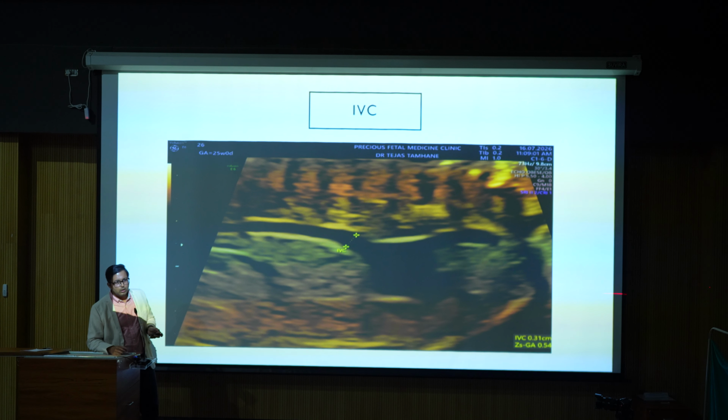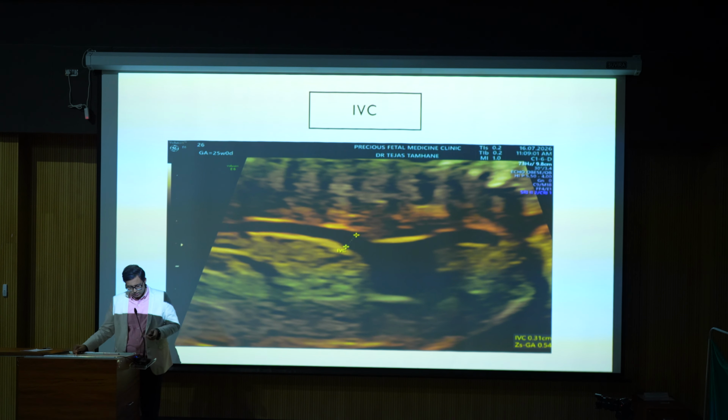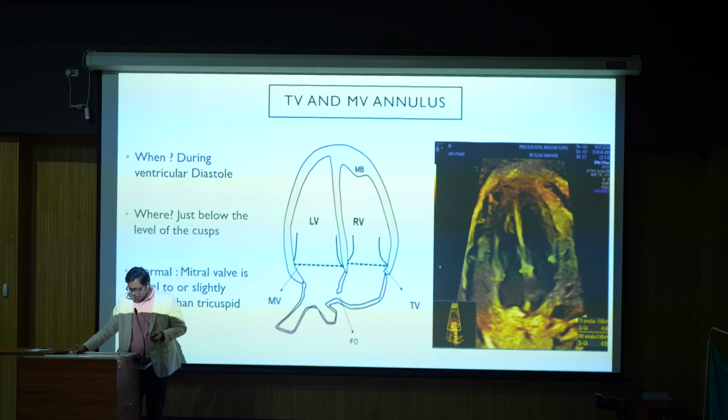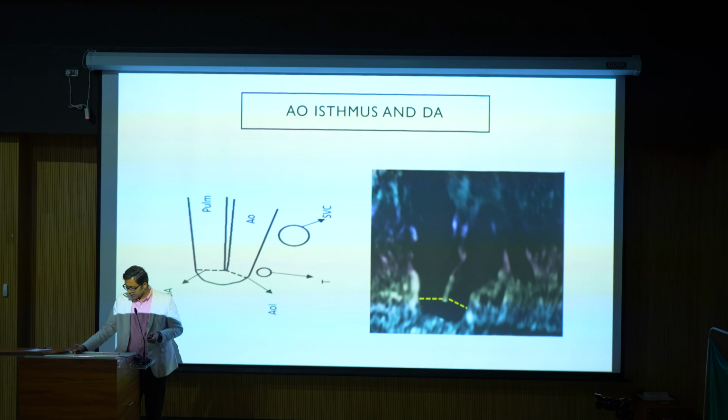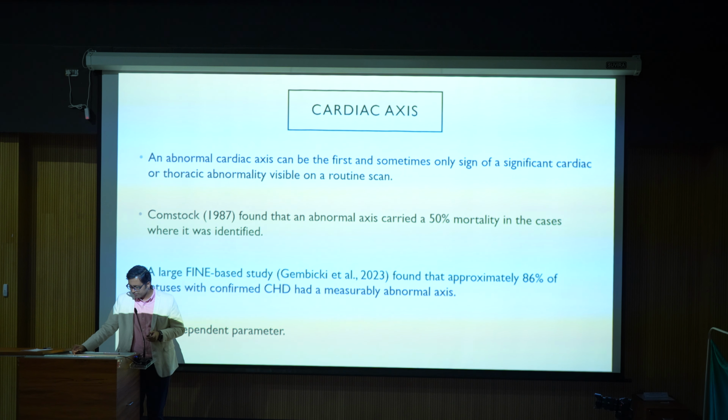This is how we take the IVC measurement. This is what view? A bicaval view, where just before the valvular opening you have to take the measurement for the IVC. Valve annulus, we know that you can just have a look at the images and get the idea. Isthmus, very important, as we saw in the morning. In cases like coarctation, we have to measure at the exact position and make sure that the Z-scores are within normal limits.